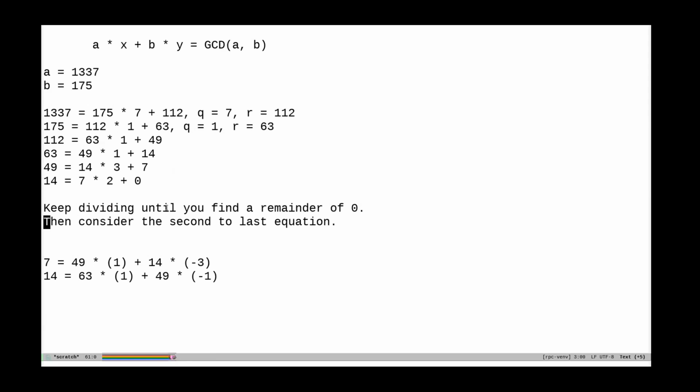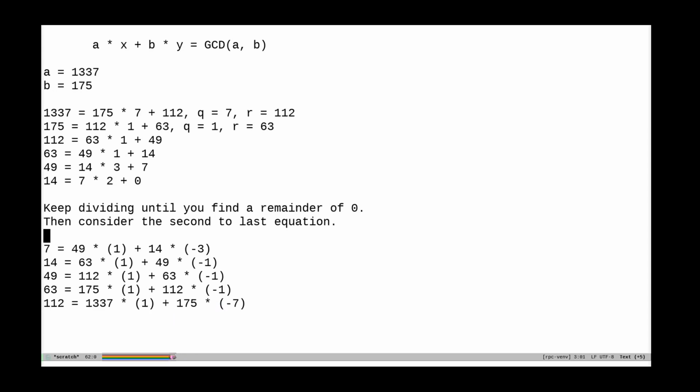And I do this for every line, like I do 49 equals to 2 times 1 plus 63 times minus 1, and then I get 63 equals to 105. I mean, this is like row computations, pretty boring. 112 times minus 1, and then I do 112, which is 1337 times 1 plus 175 times minus 7.